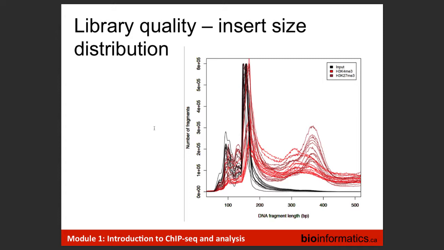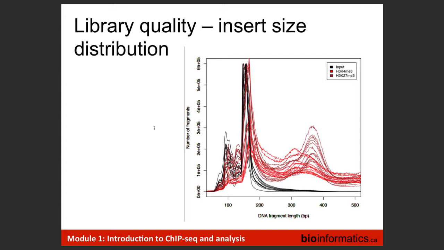I just wanted to make the point that here you can see the input, which is this black line here. There's a whole series of experiments that were run here, and the input shows what the expected distribution is, which is around a single nucleosome. That would tell us that our MNase digestion was near completion, in the sense that what we got back was essentially a single nucleosome, around 150 base pairs.